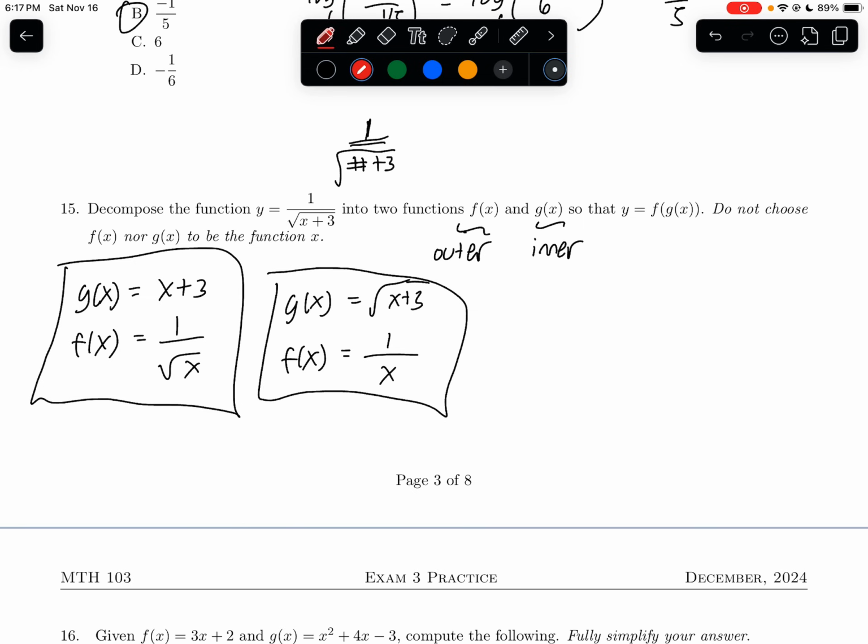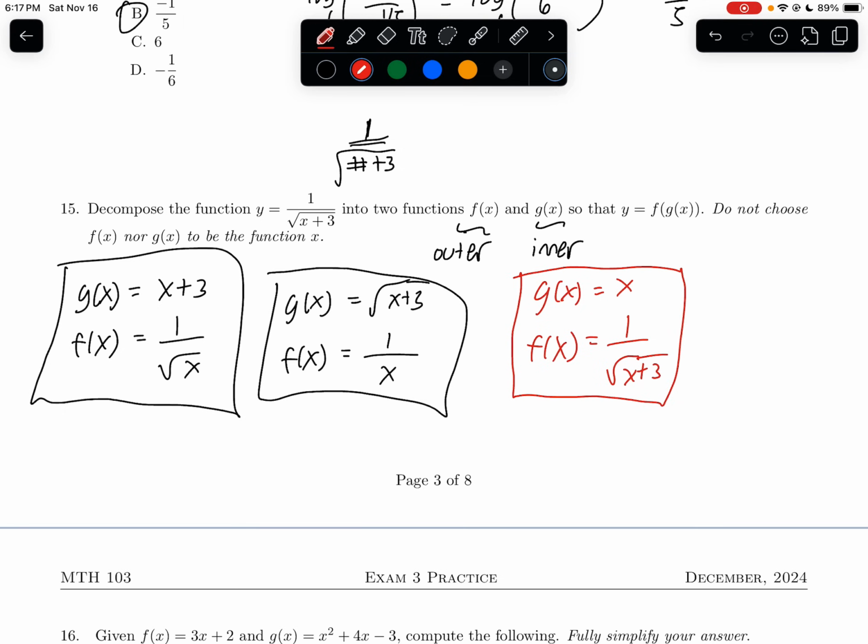What you cannot do, and this is in the instructions, is to just choose the function f of x, because this is like the true-false question before. You can't just do this. You haven't done anything because this is still what you started with. You didn't decompose it at all. So this you can't do. But either one of these are okay.